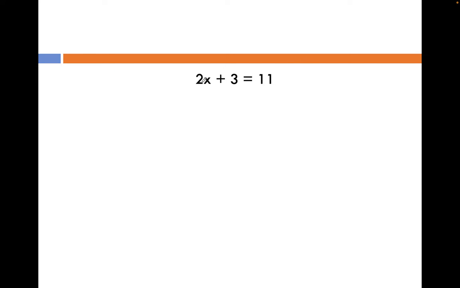Well, if we know that 2 times something plus 3 has to equal 11, if we subtract 3 from 11, we know that 2 times x has to equal 8, since 8 plus 3 is 11. So once we figure out that 2 times x has to be 8, we can work backwards to figure out that 2 times 4 is 8. So x has to be 4.